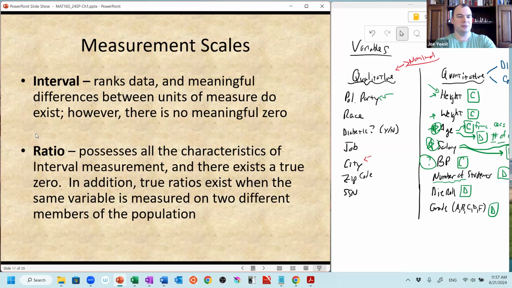So ratio, we can do division as well. We have a meaningful 0, ratio data, ratios make sense. So if I say that one measurement is twice the other, that means that that thing has twice as much stuff that we're interested in than the first thing.